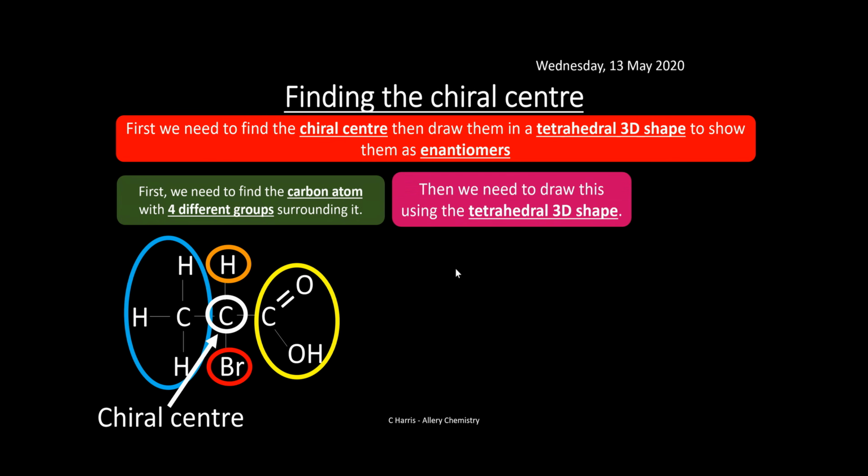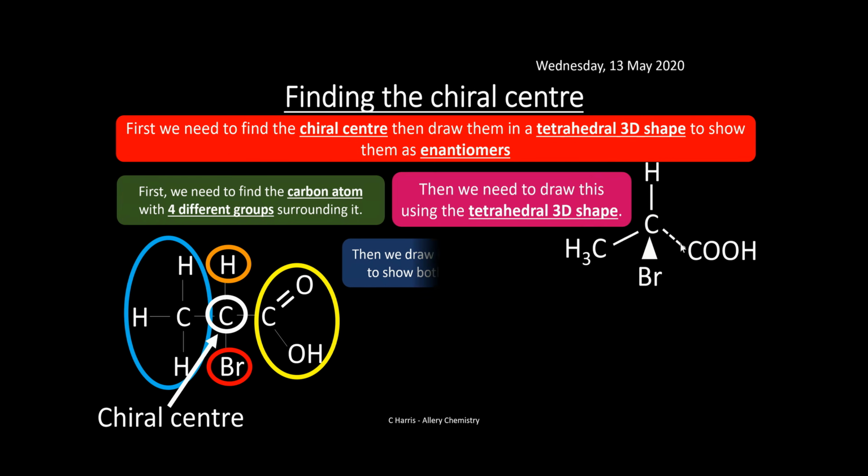Okay, so then we need to draw this using the tetrahedral 3D shape. You can see here, this is the first molecule. This is drawn as a 3D shape. All we've done is put the carbon in the center, and then put the 4 different groups that are surrounding it along the side. But we draw it as a 3D shape. So we put the wedges in, as you can see there, and we put our bonds there and our bond going away from us as well. So we draw it in the 3D tetrahedral shape.